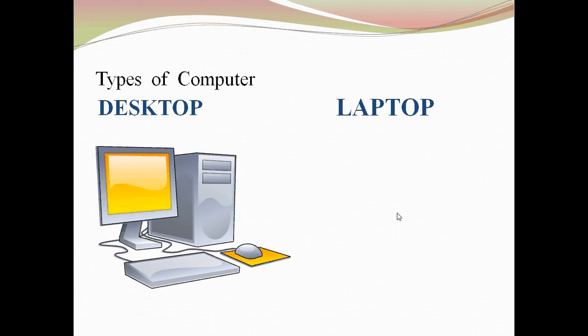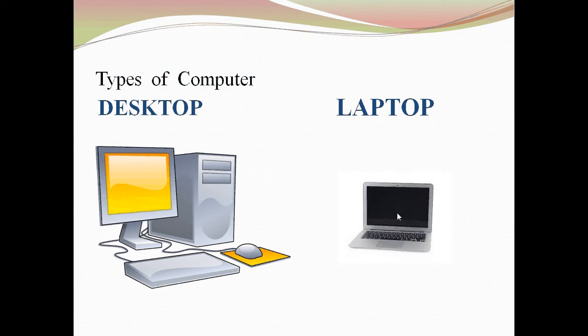Next, we will be learning about different types of computers. The different types of computers are desktop, laptop, tablet and supercomputers. This is the image of the desktop. This is the image of the laptop. Desktop computers are used mainly on the desk. It means it will be fixed to the desk. It gives better performance than a laptop.